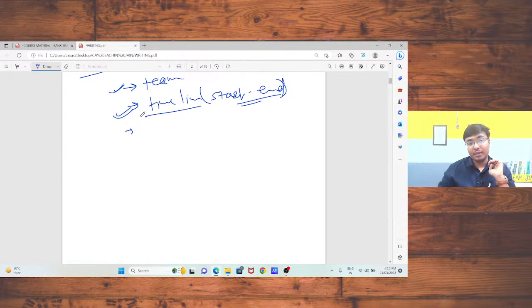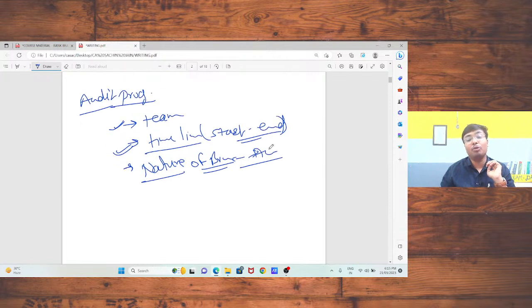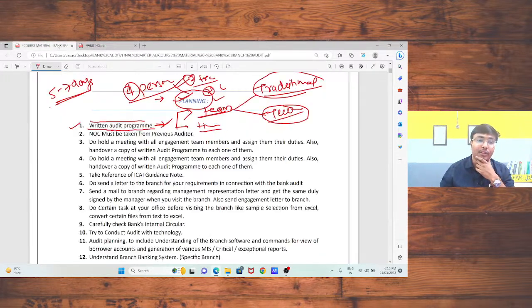Then after that, we need to try to collect the data about the nature of that branch. The same has to be written in your written audit program, so that you can decide in which way you need to do this audit.